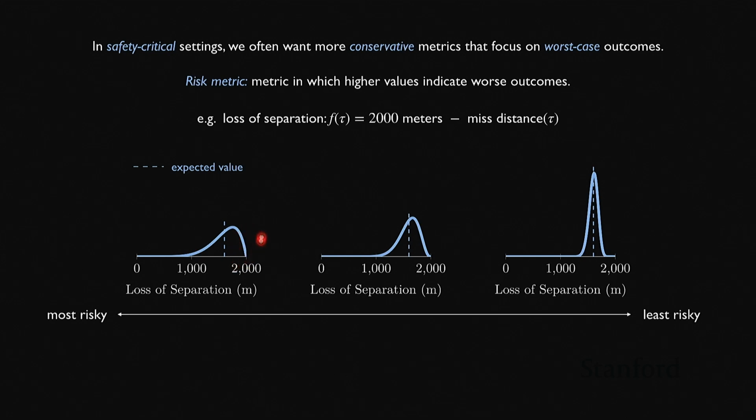And this one has kind of the highest probability mass at these values near 2,000. This one's a little lower, and this one doesn't have quite as much probability mass there. So this is our most risky, and this is our least risky.